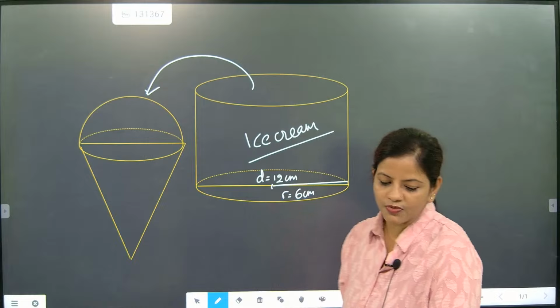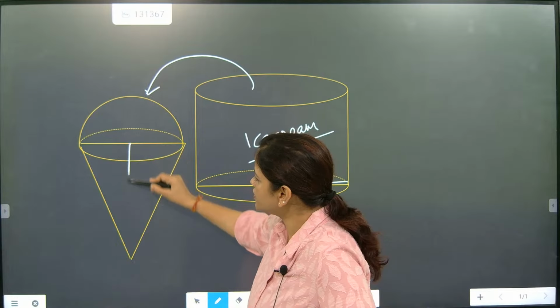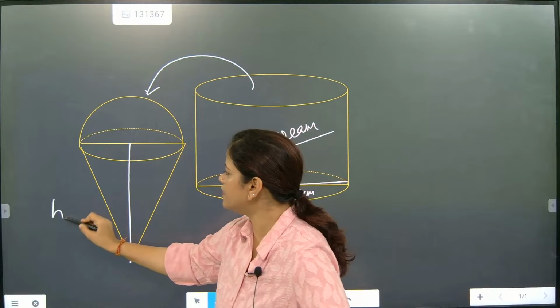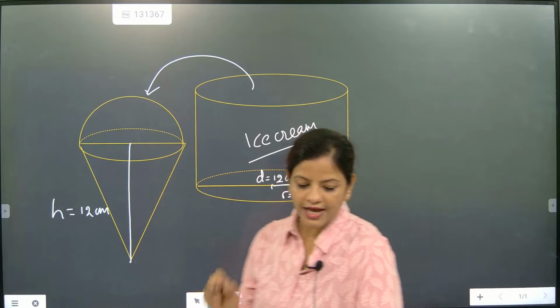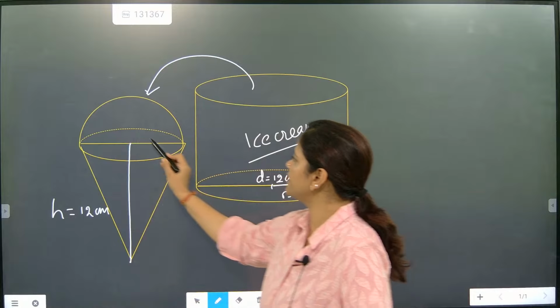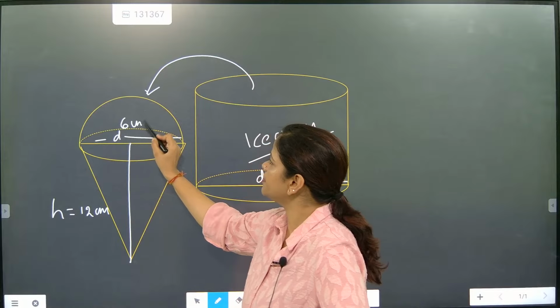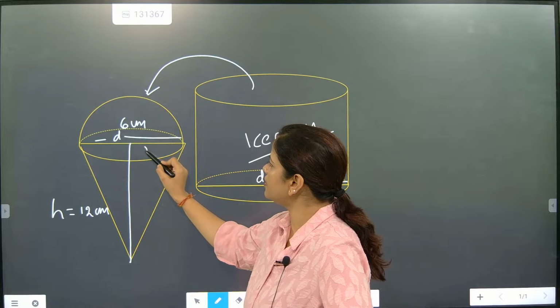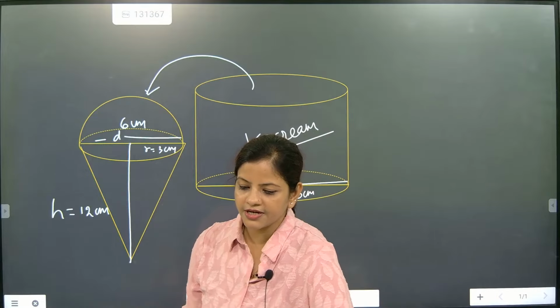So the ice cream is to be filled in cones of height 12 centimeter. The height of the cone given is 12 centimeter. And the diameter is exactly 6 centimeter. So the total diameter of this section is given as 6 centimeter. So radius will become what? Radius is coming as 3 centimeter.